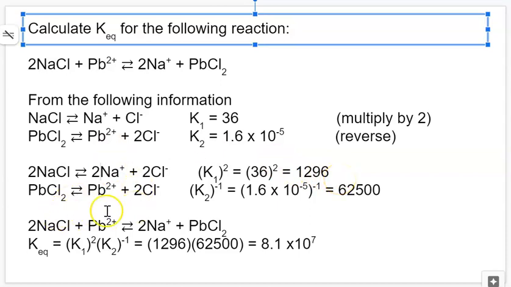And then for the second one, since all I need to do is flip it, I'm going to take the reciprocal of the K value, which is 1.6 times 10 to the negative 5 to the negative first power, which is going to give us 62,500. And then finally, to get KEQ for the whole summed up process, I'm going to need to take the product of K1 squared and K2 reciprocal, which is going to give us 8.1 times 10 to the 7th power.